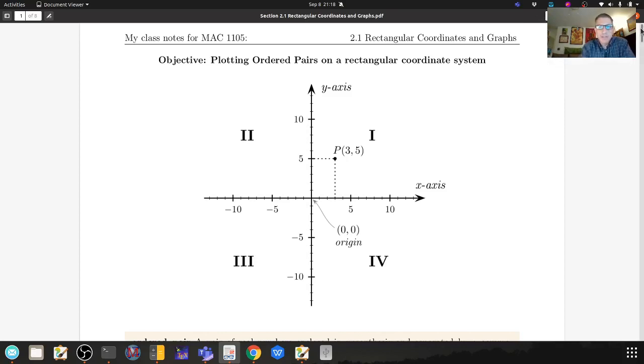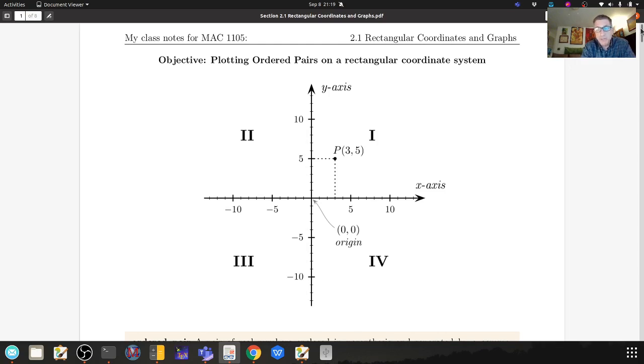Okay, this is lecture 2.1 on the rectangular coordinates and graphs. I realize most of you are preparing for the exam and you may actually look at this after the exam, and that's fine. This is the only lecture for this week, and most of this should be familiar to you.